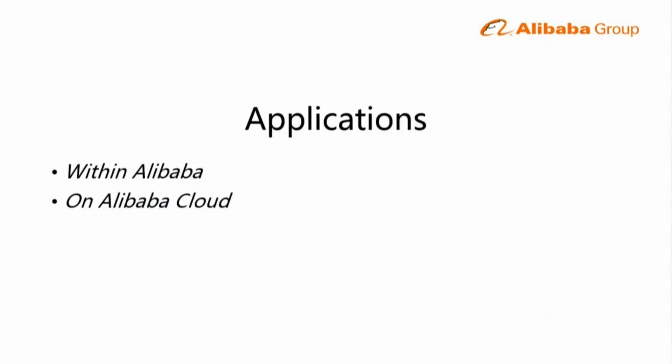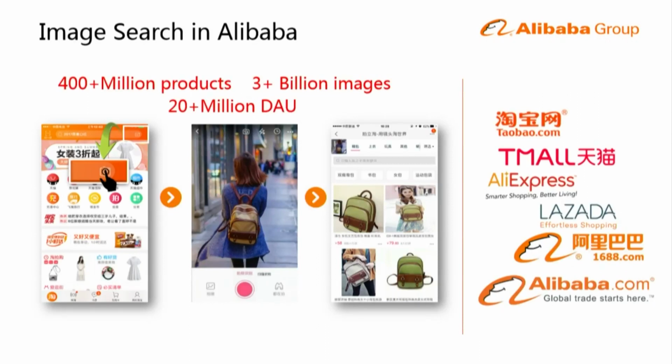Just now I was talking about the technologies and technology innovations, and the third part is related to real applications within Alibaba and on Alibaba Cloud. In Taobao, which is Alibaba's online marketplace, on the first page we can see there is an image icon. The users can click the camera icon, the camera is on, and the users can capture any product they are looking for on the marketplace.